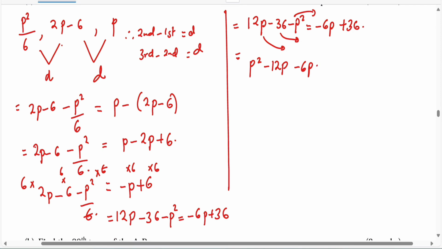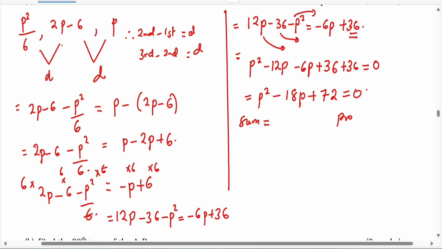Lakini ile minus 36 on the right side ukipeleka itakuwa ni positive 36 plus 36 ambayo bado iko on the right side, so nothing has changed on that. Number is equal to 0. So p squared minus 12p minus 6p gives you minus 18p plus 36 plus 36 gives you plus 72, which is equivalent to 0. Sum ni gani na product ni gani?